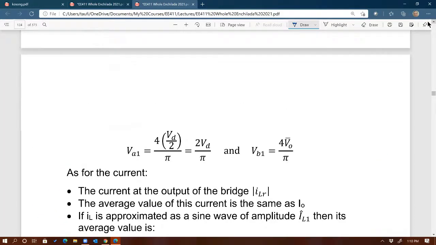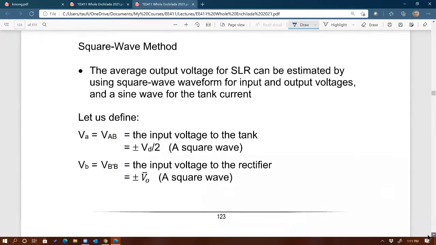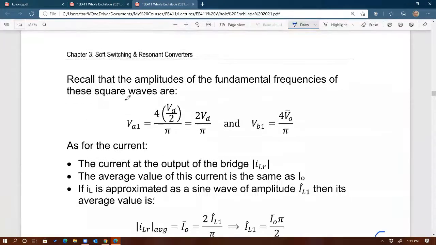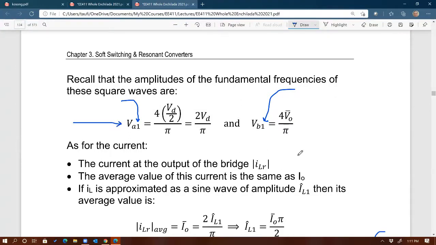All right, so let's go back here. The average output voltage can be estimated by using a square wave waveform for the input and output voltage and a sine wave for the tank current, so just the first fundamental component. That's why I use subscript 1 right here, to signify that we're only looking at the first component in the harmonics of the square wave. Same thing with V, only 1. VA is the input to the tank, and VB is the output of the tank. You can see I'm only looking at the first fundamental component.